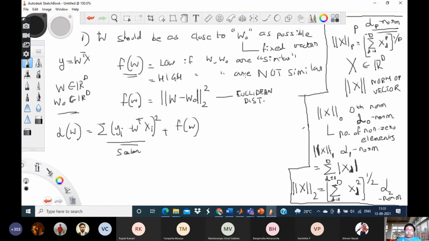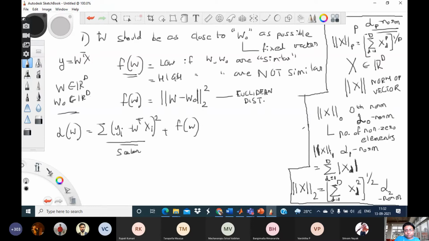So the f(W) which I have selected is just this, the Euclidean distance between these two vectors, and additionally I have put a square on top of it. Why I have put that square, you will see later. But is this a valid choice? Does it satisfy this criteria? Yes or no?